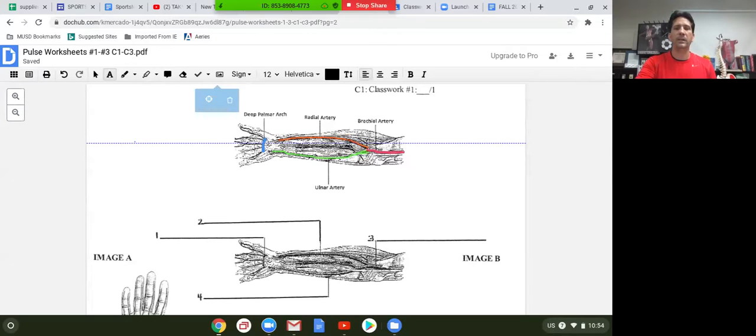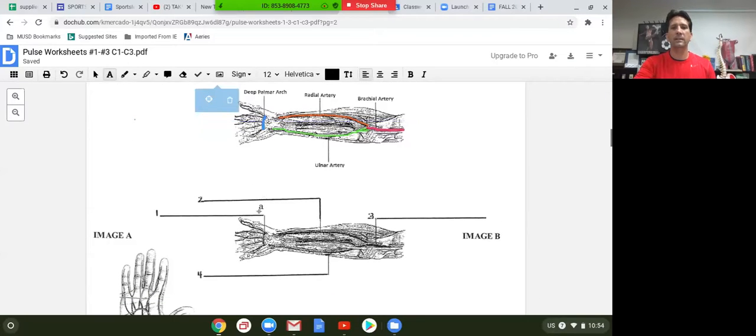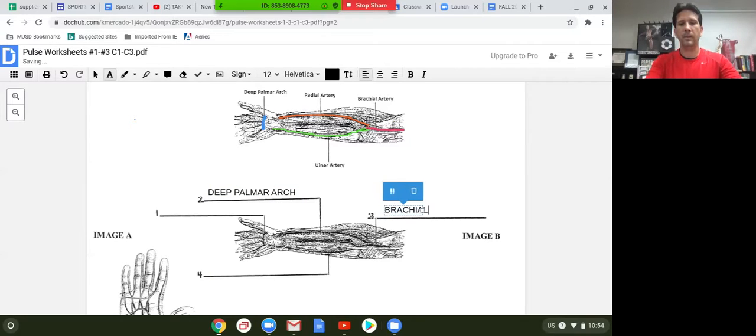Highlight the arteries here. Then you're going to label this exactly like the top picture. So it would look like this. We go deep palmar arch. 3 would be brachial artery. Whoops, sorry. 2 is not deep palmar arch, my fault. 2 is radial artery. 1 is deep palmar arch. Just basically looking at here and you're copying it down. And then this is ulnar artery.